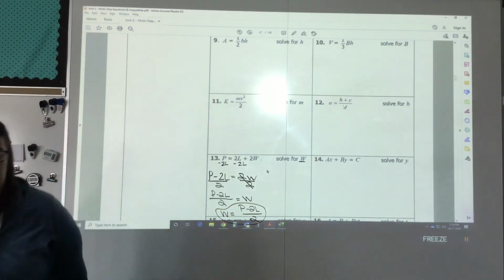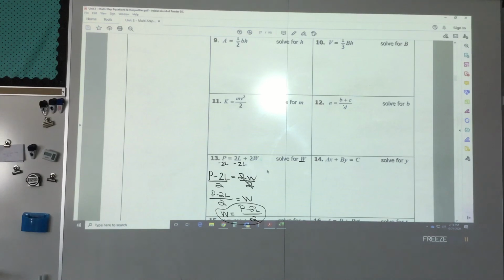That's what we got. So this is part 2 of solving literal equations.